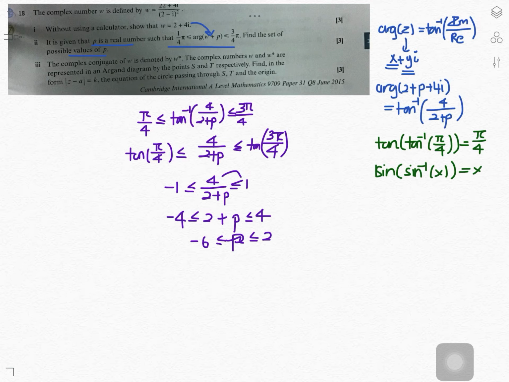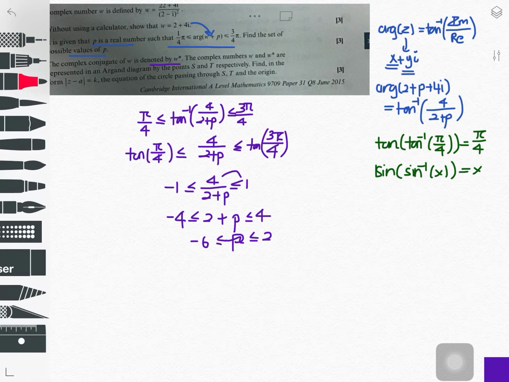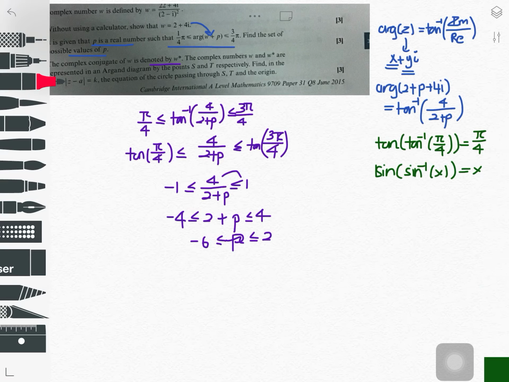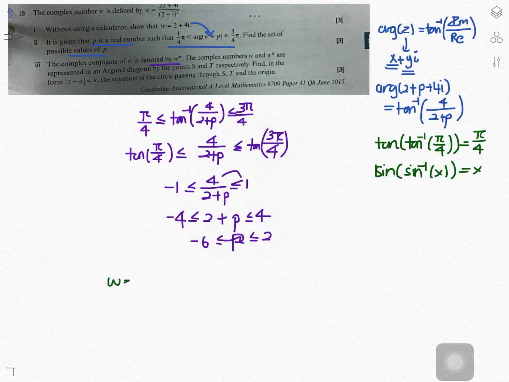Now let's look at the third part here. The third part says the complex conjugate of W is given by W asterisk. I think you already know. So let's write first. What is conjugate? And what is the answer for this particular conjugate? W is 2 plus 4i. So conjugate of W is 2 minus 4i. I think everybody knows this.